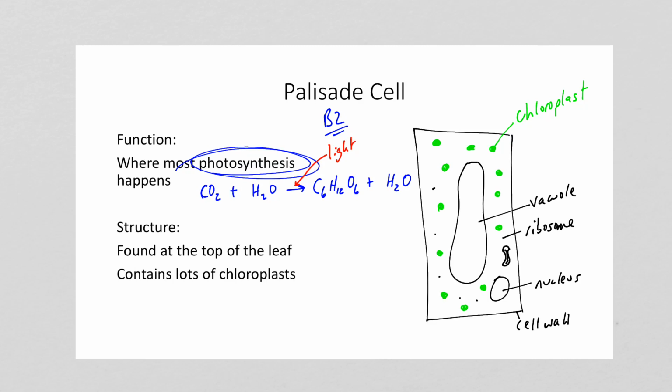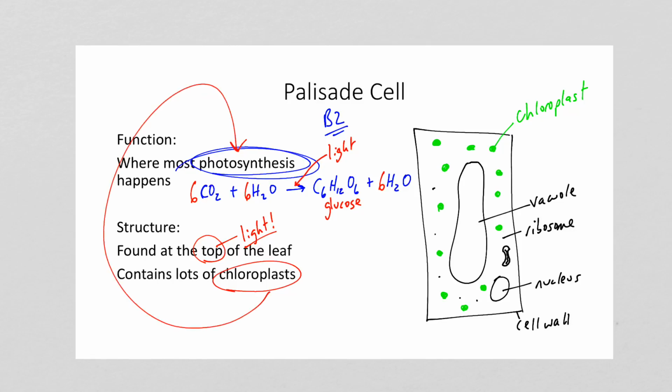For those of you who are completionists, you want to have a balanced symbol equation here. It's 6 CO2 plus 6 H2O makes, not equals, makes or produces or reacts together to form C6H12O6 plus 6 O2. So that there is glucose. It's found at the top of the leaf so that it can get the most light. And it contains lots of chloroplasts so that it can do lots of photosynthesis. It has a high rate of photosynthesis.